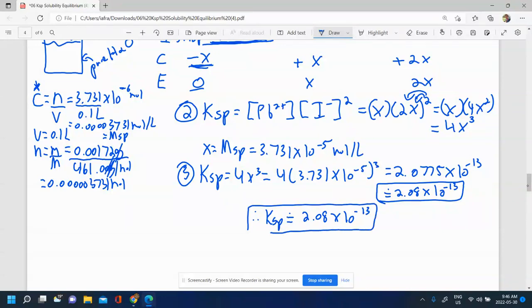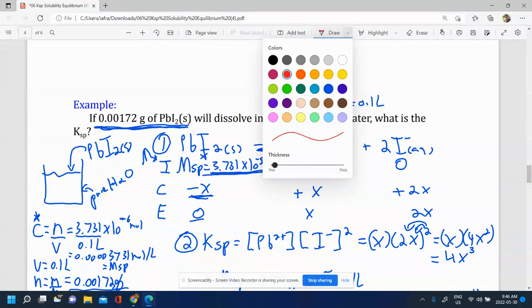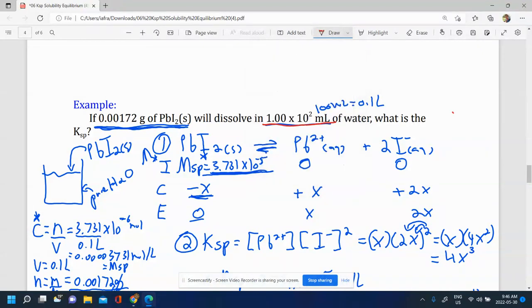So let's go take a look at the question to recap what we just did. We were told that in this volume of water, we could dissolve this much PbI2. And we want to know what the KSP is. So we're told what the maximum amount is that you could dissolve in that water. And based on that maximum amount, we have to find what the KSP is, the equilibrium constant in this situation.